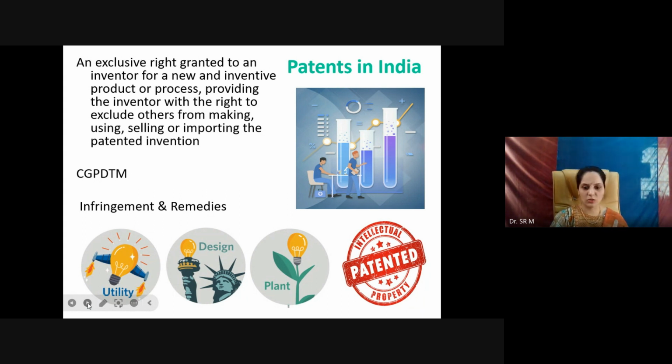Even legal action can also be taken. The patent owner can take the infringer to court mainly to enforce their rights.